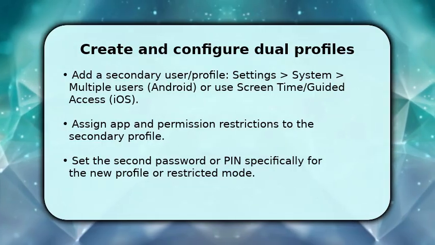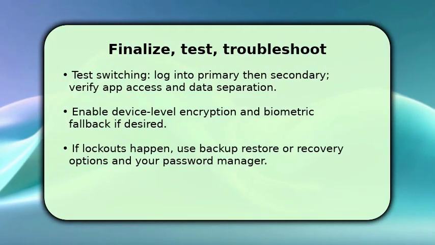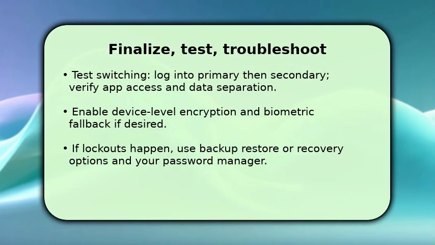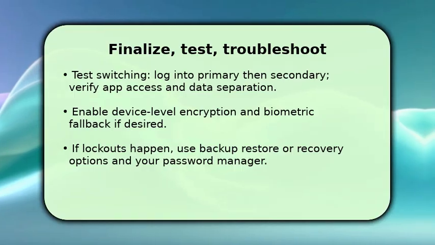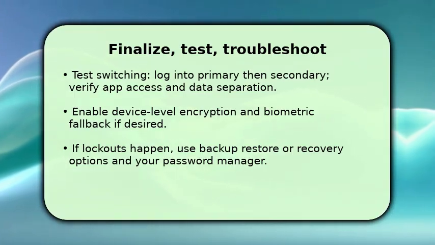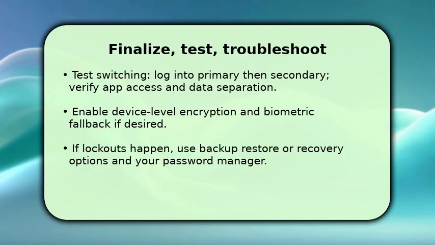Finish by thoroughly testing. Log into the main account, then switch to the secondary password to confirm the limits you set. Enable device encryption and consider adding biometric fallback tied to the primary account for convenience. Make sure notifications and widgets don't leak private info between profiles.